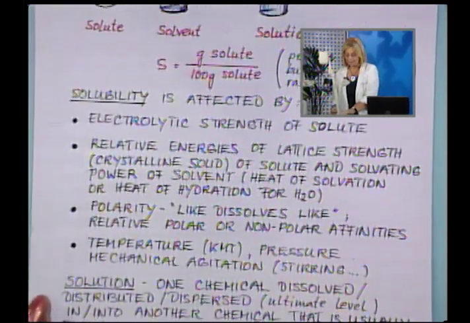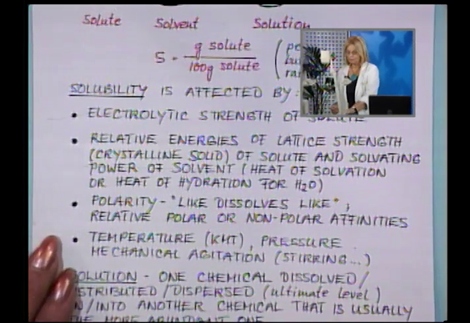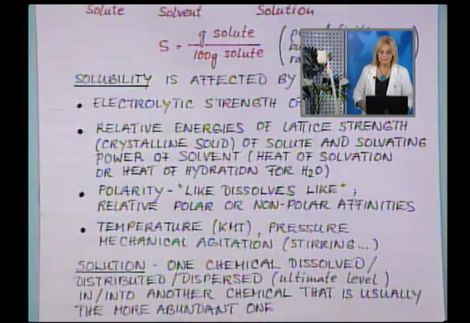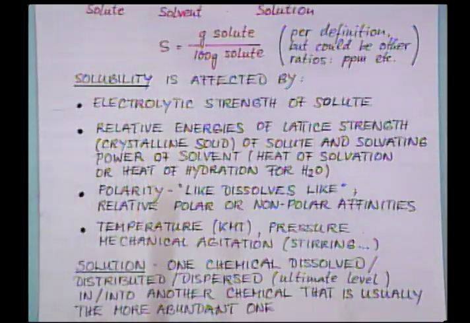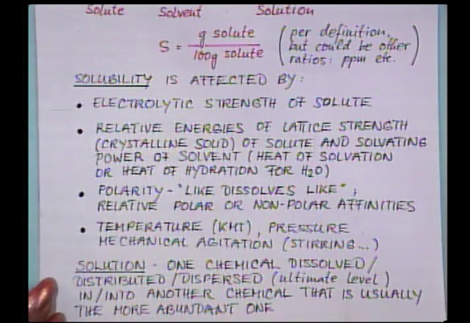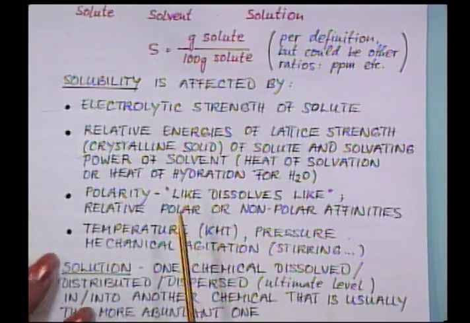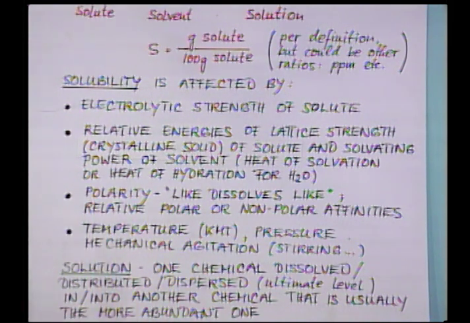Solubility is affected by a few factors that I like to mention, and that is the electrolytic strength of the solute, if it's an electrolyte. So if it dissociates easily into ions. There's also a maximum probability factor or increase in entropy, meaning disorderliness, which can also be a factor, which you will learn more about later on in future classes. The relative energies of the lattice strength and solvation energy, as I just discussed. The polarity of a molecular species.